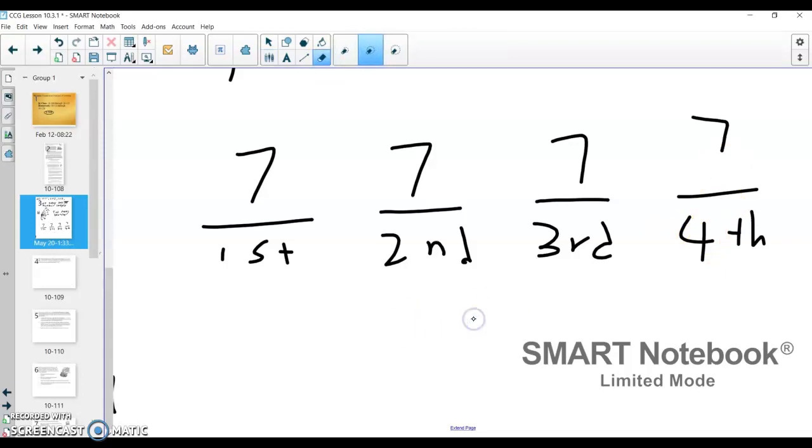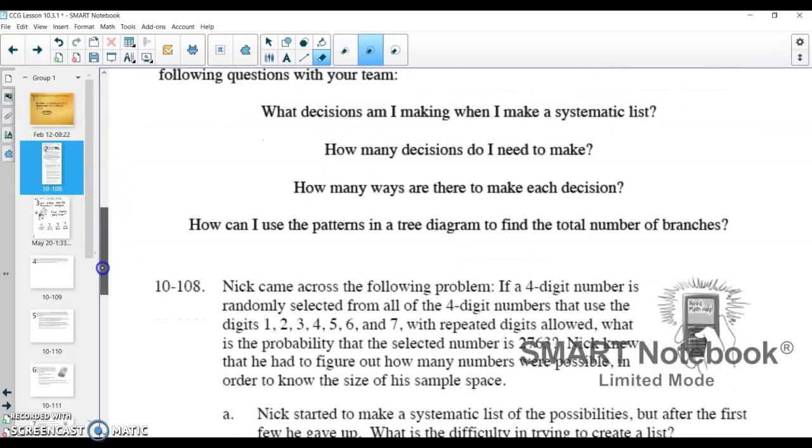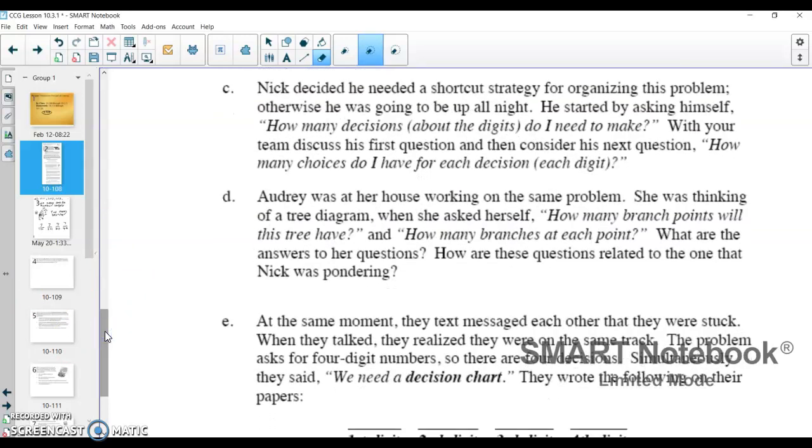And so we are left with this idea. And I think this addresses a problem later on, but I'm okay putting it right there. So we made 4 decisions. Each decision has 7 choices. And then Audrey is going to bring up this question. She was at her house on the same problem, and she was thinking of a tree diagram. And she asked, how many branch points will this tree have, and how many branches at each point?